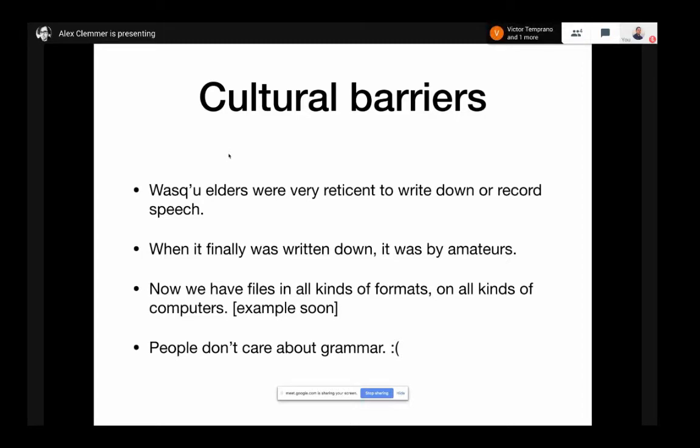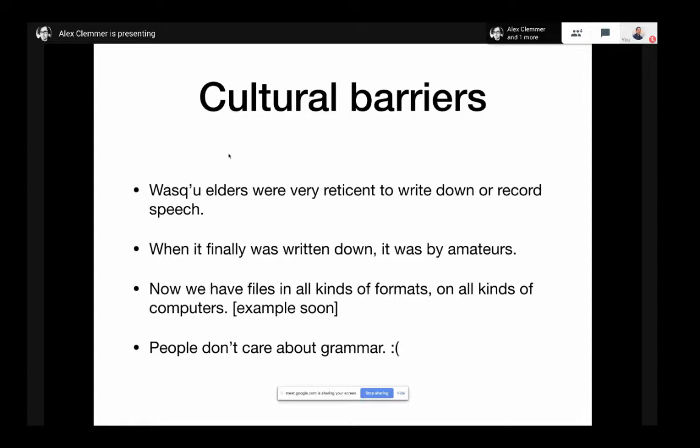So for us, there are a lot of cultural barriers, actually. I don't know how common this is among tribes elsewhere, but for the Wasco, the elders for a very long time were incredibly reticent to write down or record anything. And when I tell people who don't have any connection to Indian country about this, they're like, well, why? That doesn't make any sense. Why wouldn't you write this stuff down?